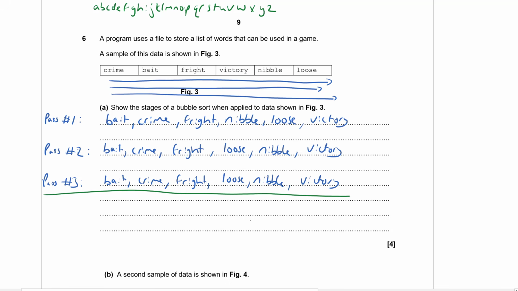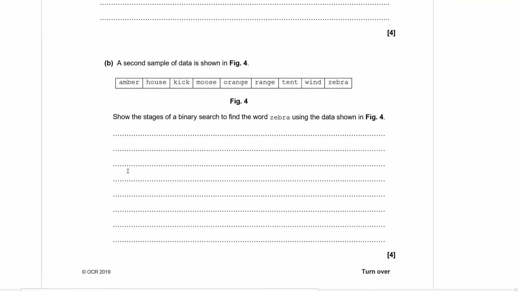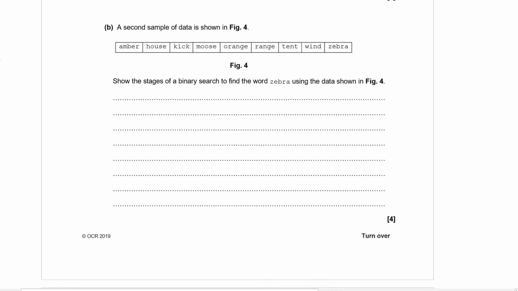So often there'll be a question like, why is it done a third pass, not just 2? And it's because it's got to check they are fully sorted before it can finish. Right, part B looks like a very similar question, this time doing binary search on a different data set.